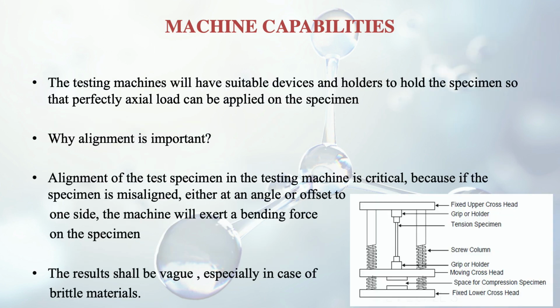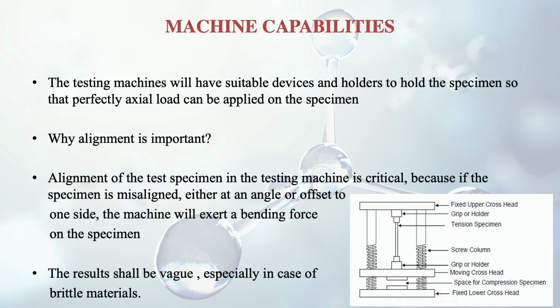So what does the testing machine actually have? It has suitable devices and holders. For what purpose? To hold the specimen so that a perfectly axial load can be applied on the specimen. Like I showed you in the demonstration, how a tensile load is acting or a compressive load is acting. Tensile load always acts in the axial direction, and if it doesn't act in the axial direction, then what will happen actually? A bending effect will happen and it can destroy the specimen. So that's why the question arises, why is alignment so important.